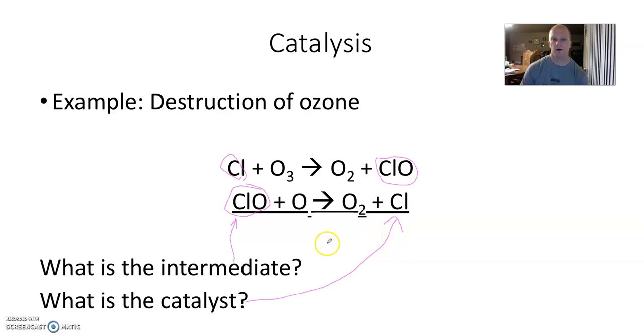Now, if we were to write out this reaction, basically chlorine would not be part of the reaction because it cancels itself out on both sides, right? So even though it participates, it's not part of the reaction because it actually doesn't get changed in the reaction. It just helps in the formation of an intermediate.